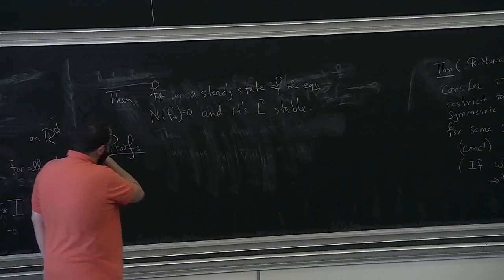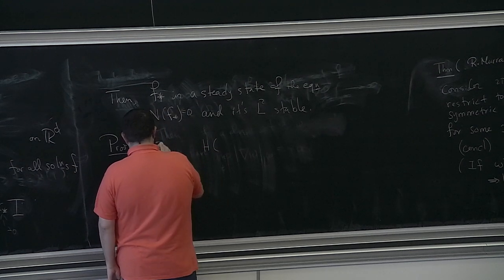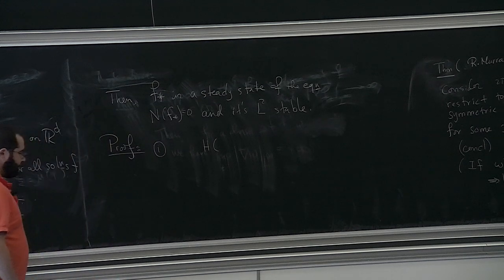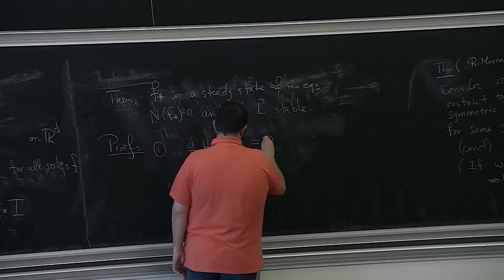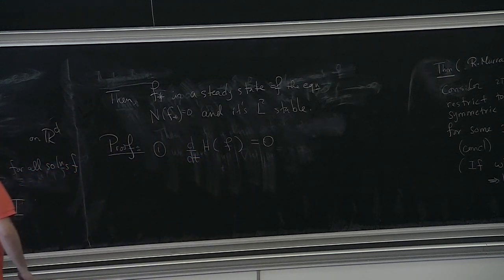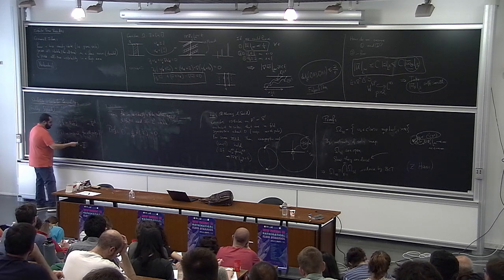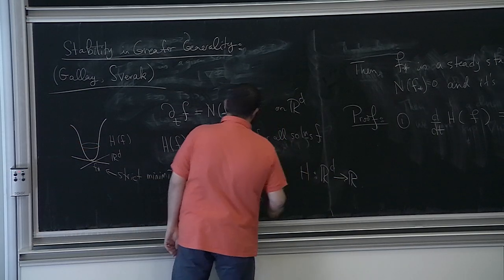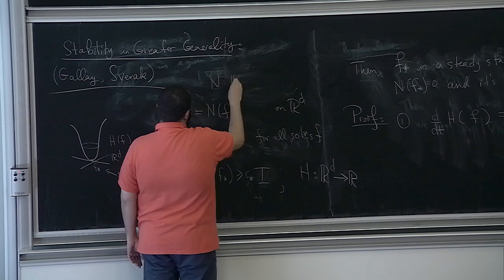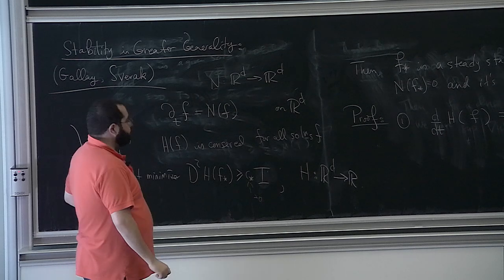Okay, so first I'll show you why it's a steady state. H of F is conserved, means this is zero. I didn't say what H is. H means a function from R^d to R, right? So it's a functional. And N is a function from R^d to R^d. Sorry about that.